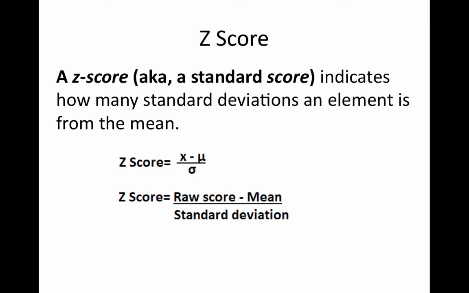A z-score, aka a standard score, indicates how many standard deviations an element is from a mean. To find the z-score of a sample, you will need to find the mean, the variance, and the standard deviation of the sample. To calculate the z-score, you'll need to find the difference between a value in the sample and a mean, and divide it by the standard deviation.